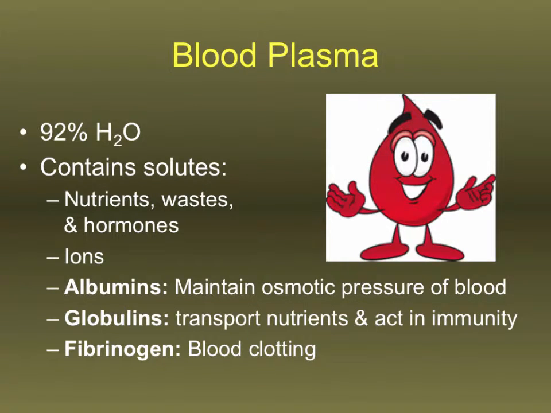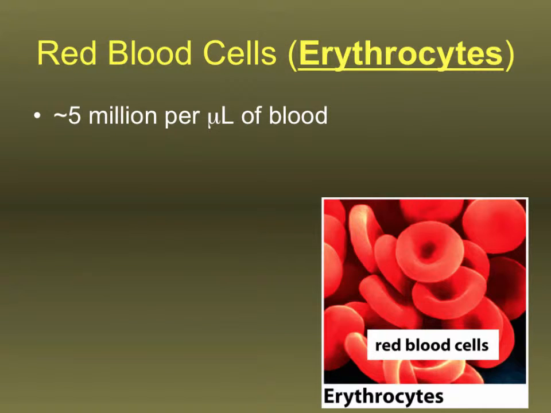Albumins are one of the solutes that help make sure that osmotic pressure is within the range of where it needs to be. So albumins can be regulated to either make sure there's more water in the blood or less water in the blood depending on the needs at the time. Globulins are involved in nutrient transport and immunity. Fibrinogen is the beginnings, the precursor molecule of something called fibrin, which can be involved with blood clotting as well. So lots of functions here in the blood.